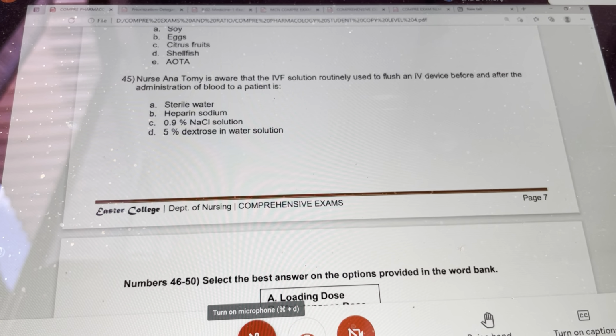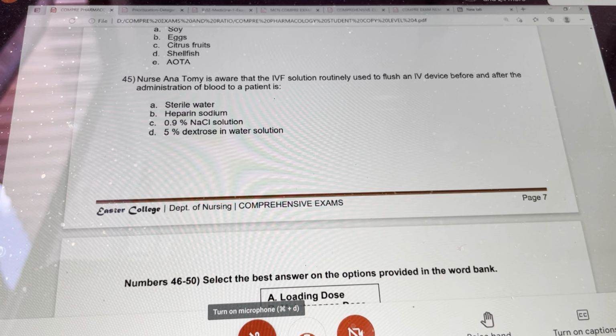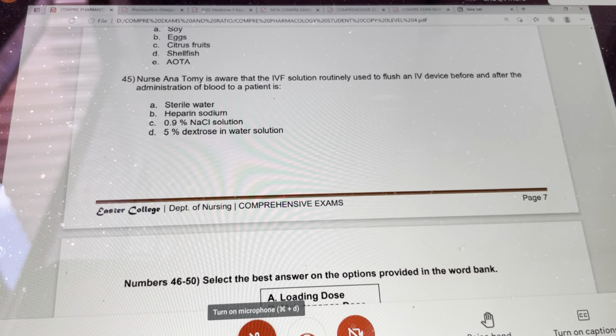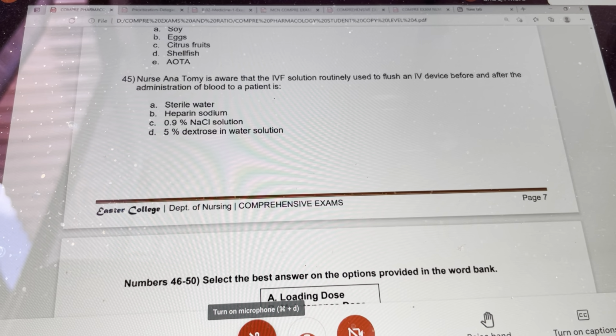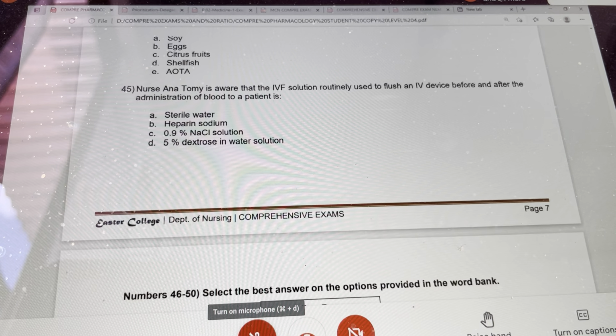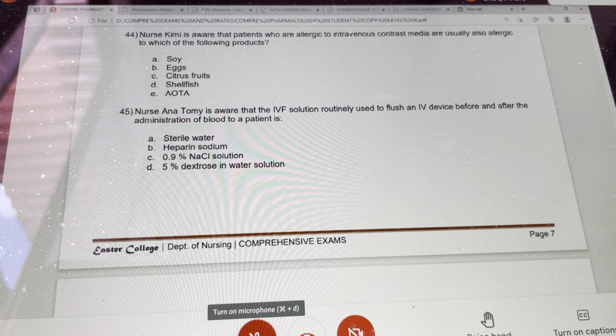So protein kasi yung mga vaccines natin. And your egg is a good source of protein, just the same. So we usually ask our patients if they have a previous allergic reaction towards a vaccine. Kasi baka mamaya, one of the components of the vaccine is actually causing the allergic reaction. Okay? So hindi po yan applicable for intravenous contrast media. Again, that should be shellfish.